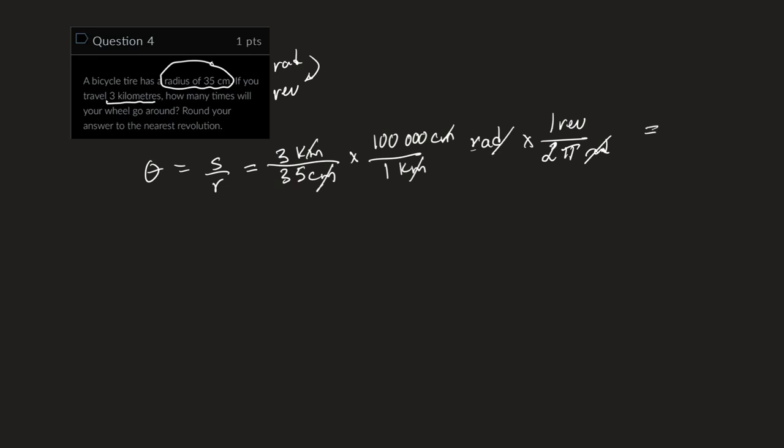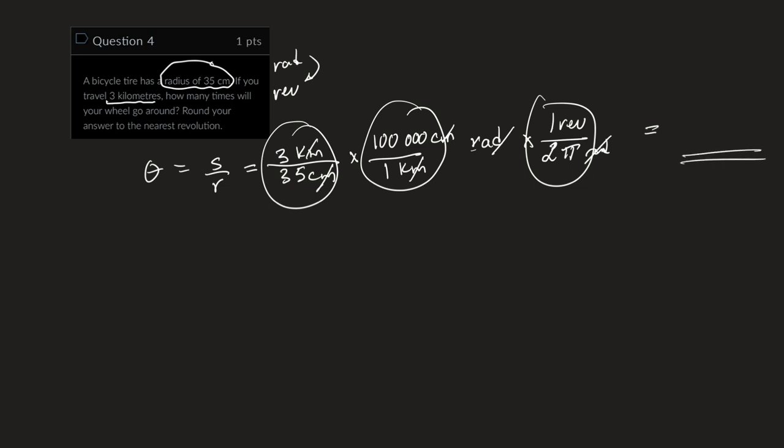So if you just do that in decimals, 3 over 35, times 100,000, times 1 over 2 pi, that'll give you how many revolutions the tire goes around. Okay, hope that helps you with those 3 questions.